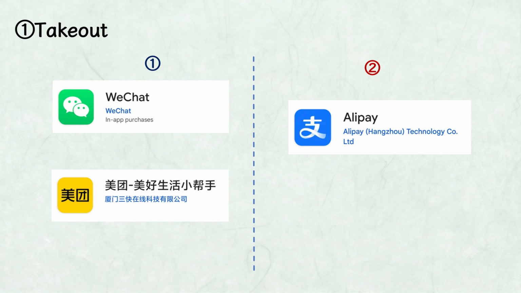Alright, time to grab some food. First up, takeout. There are 2 ways to order food deliveries. Option 1, WeChat plus Meituan. Option 2, Alipay only. Let's start with the first one.